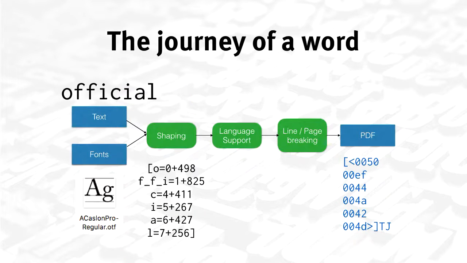There we are, the journey of a word. Official and a font come together. They get shaped by HarfBuzz. That produces a bunch of glyph IDs. They get broken into lines, and they get turned into PDF drawing instructions.